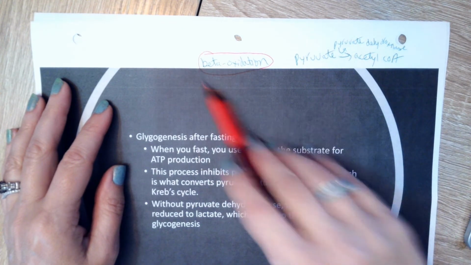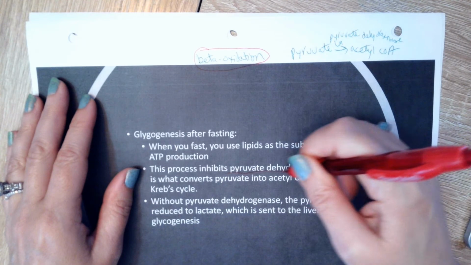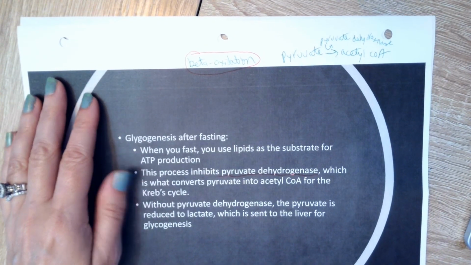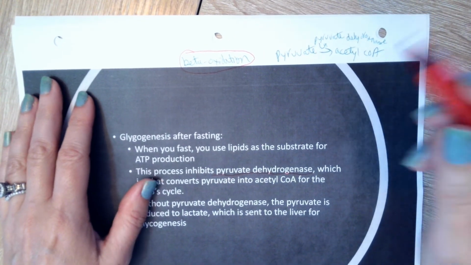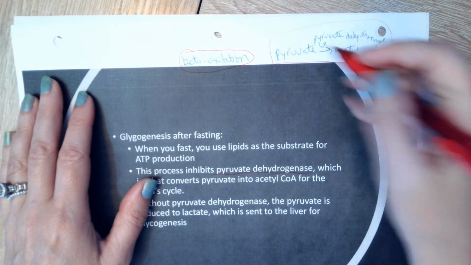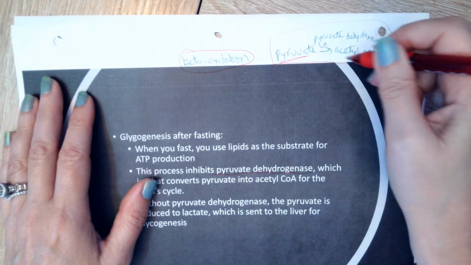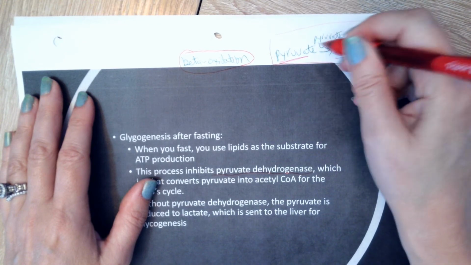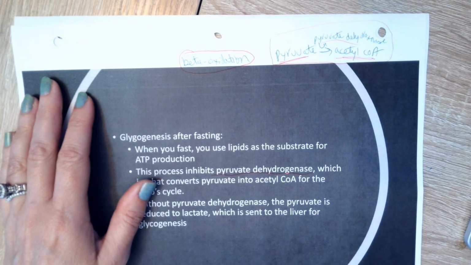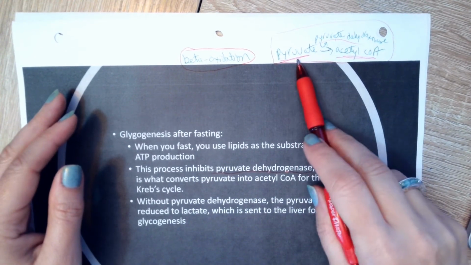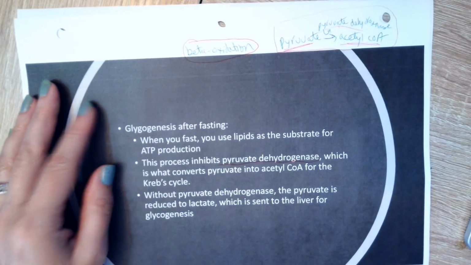But this whole beta oxidation inhibits the enzyme pyruvate dehydrogenase. Now, pyruvate dehydrogenase should sound familiar to you at this point. You've heard it a bunch of times already. When we're talking about glycolysis, at the end of glycolysis, we get pyruvate. We need to convert the pyruvate into acetyl-CoA to go into the Krebs cycle. And we use pyruvate dehydrogenase as the enzyme that does that. So you need pyruvate dehydrogenase to take pyruvate that you have and turn it into acetyl-CoA.